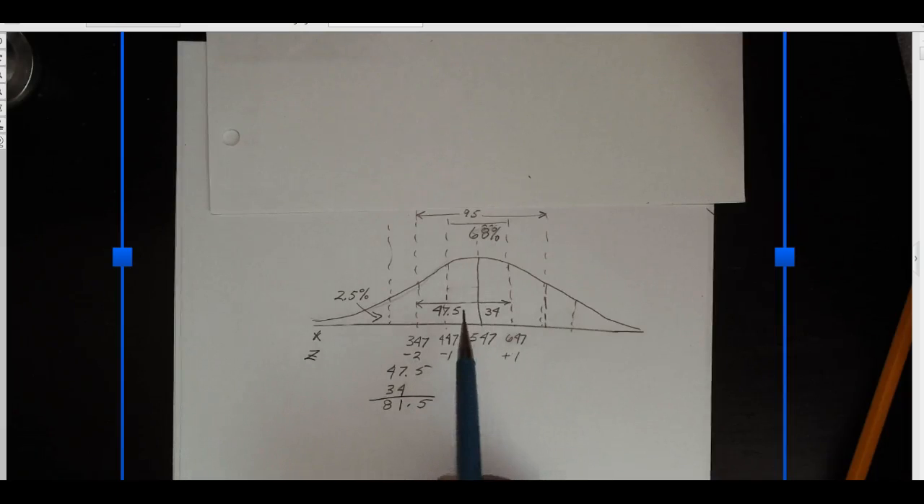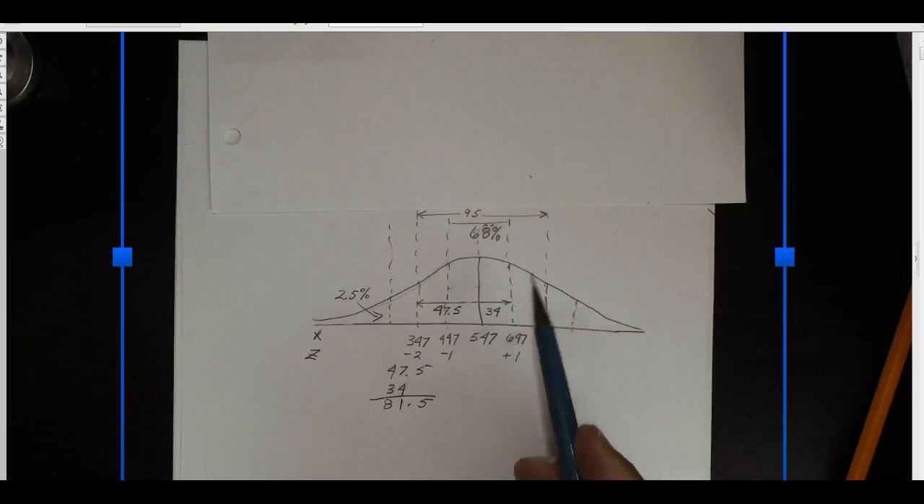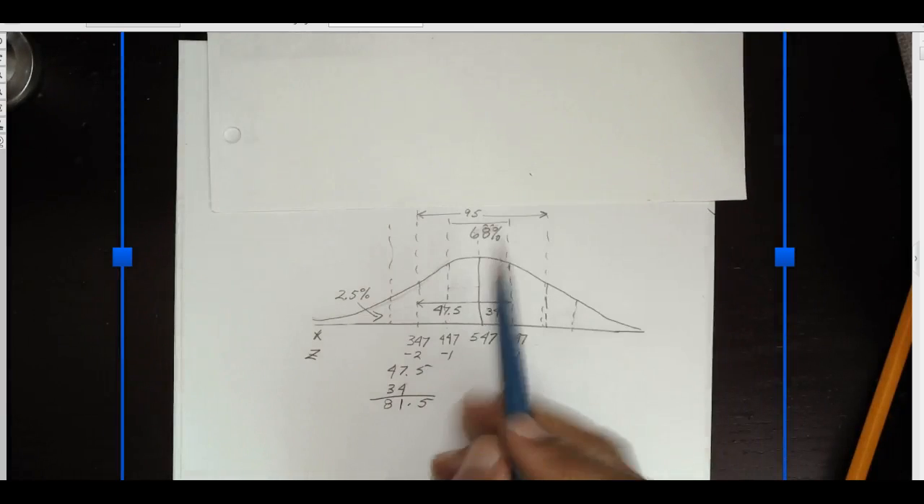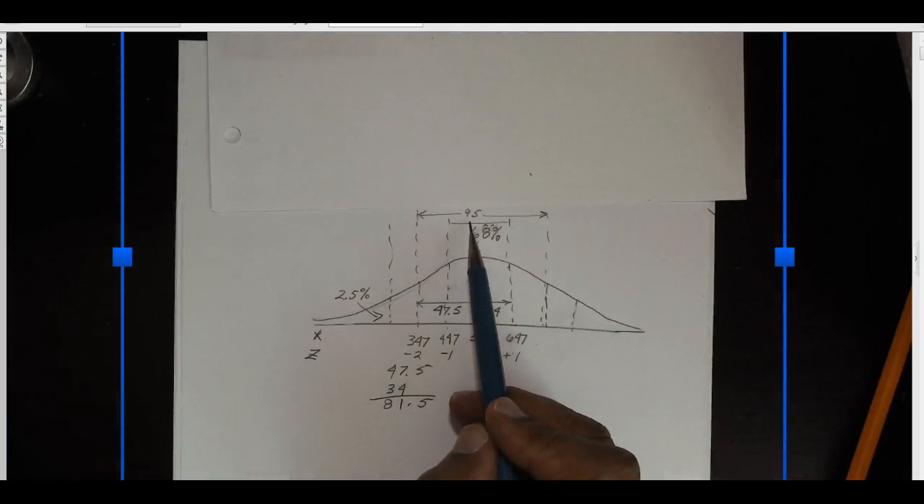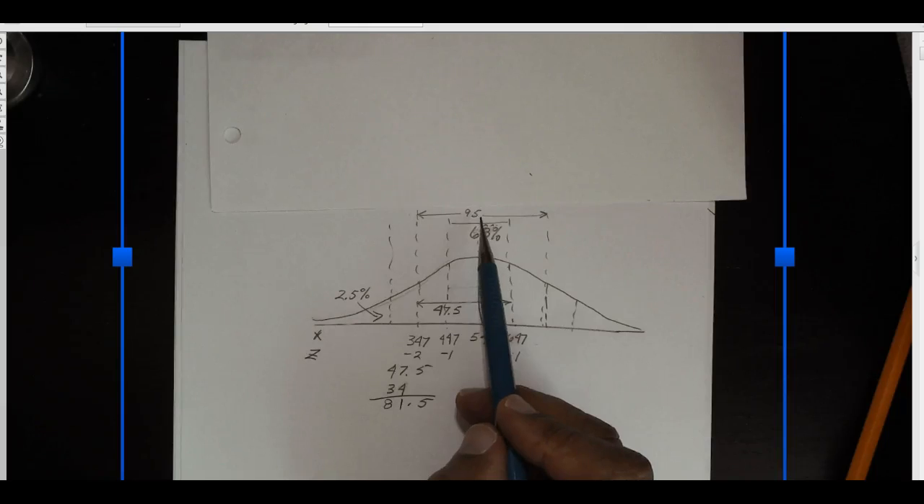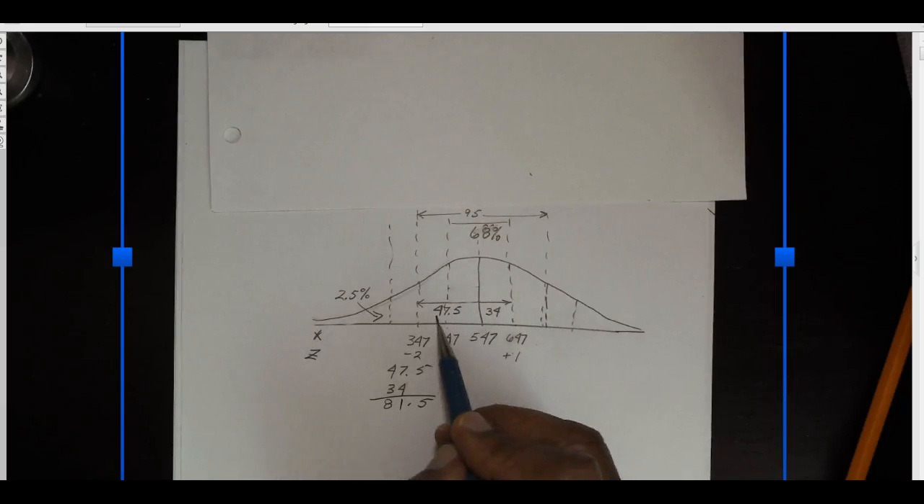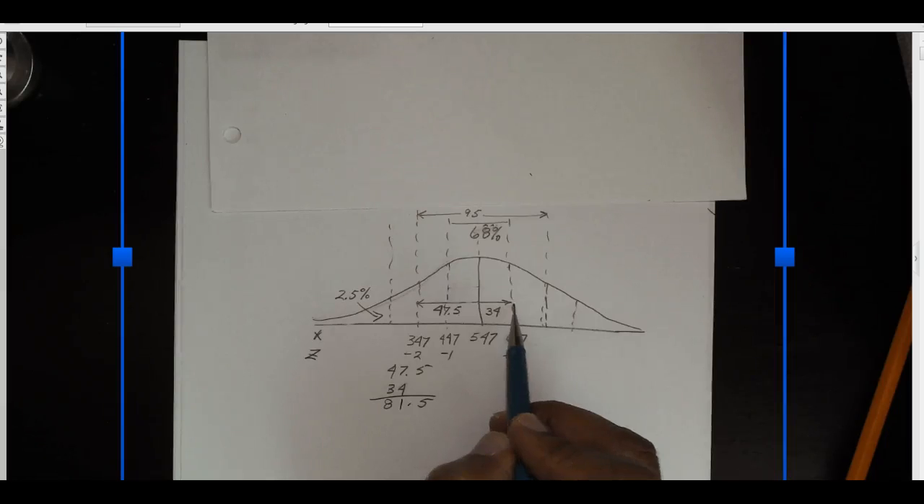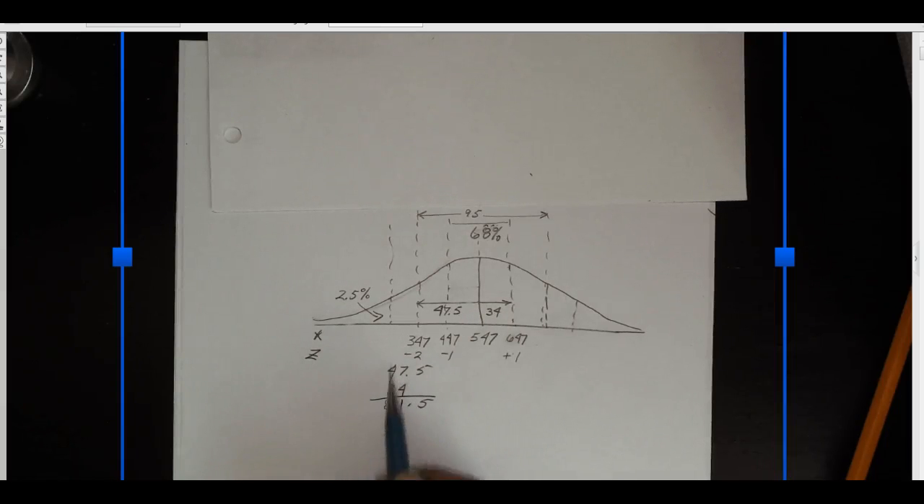So, because we know if we go two standard deviations above and below the mean, we'll capture 95% of the data values. Half of 95 is 47.5 to cover these two standard deviations and one standard deviation above. Adding those together gets you 81.5% of the data values.